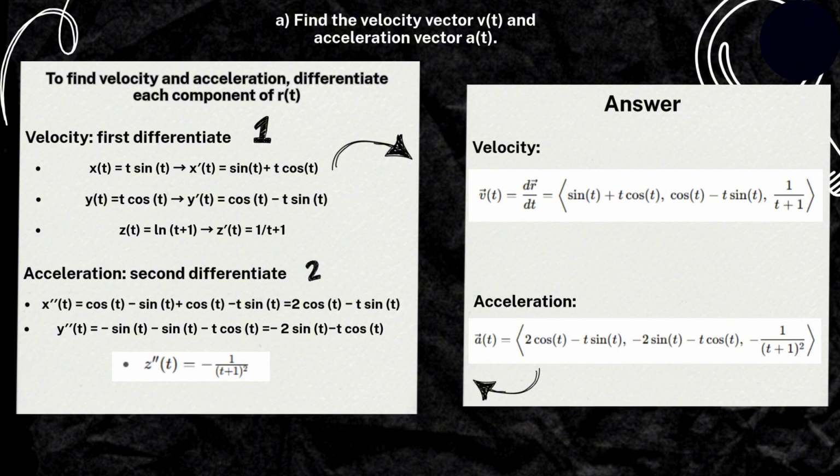And don't forget to put a comma between each of the functions. For acceleration, we simply put back the functions: 2 cos t minus t sin t, comma, negative 2 sin t minus t cos t, comma, negative 1 over t plus 1 squared.